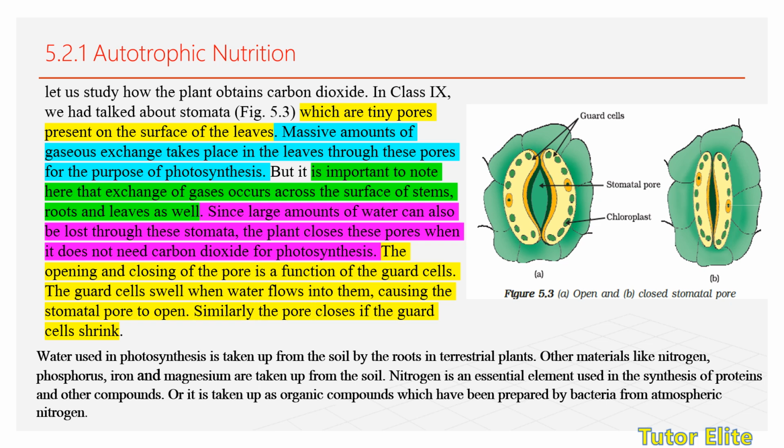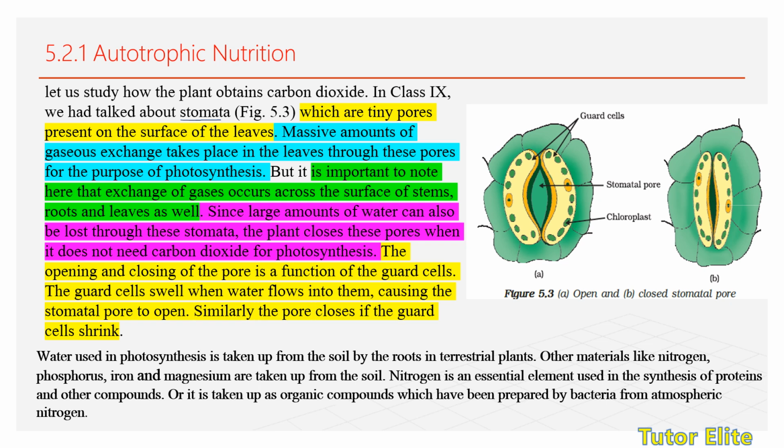Let us study how the plant obtains carbon dioxide. We had talked about stomata previously also. The guard cells are in the shape of a kidney, bean shaped. Stomata are tiny pores present on the surface of the leaves. This is a closed one, and this is an open one. You can see these are the tiny pores.